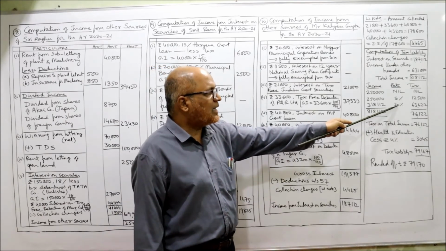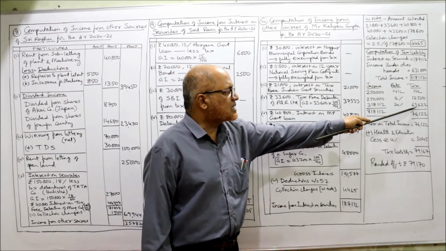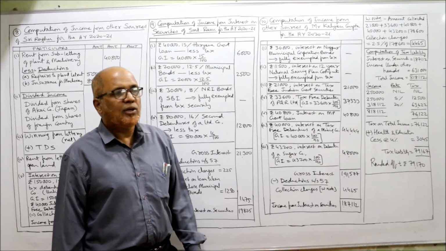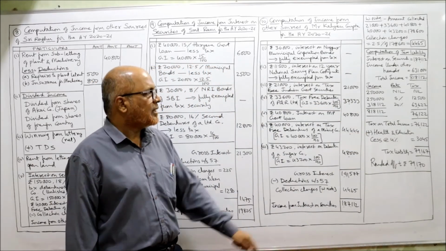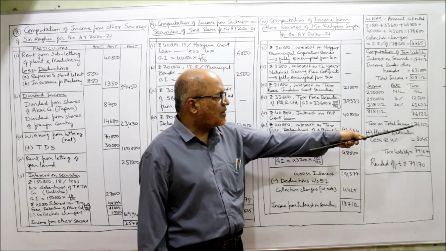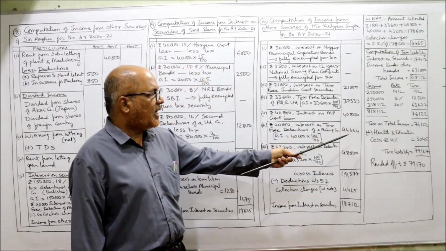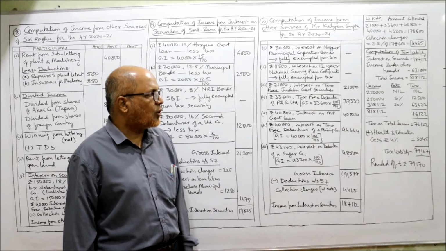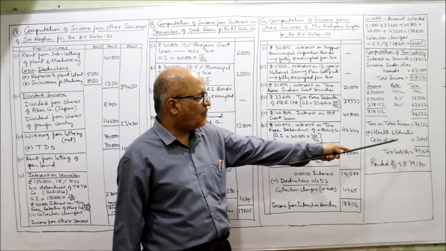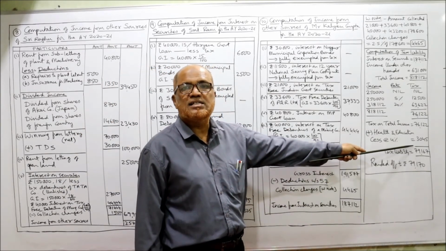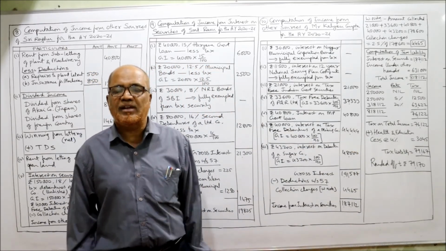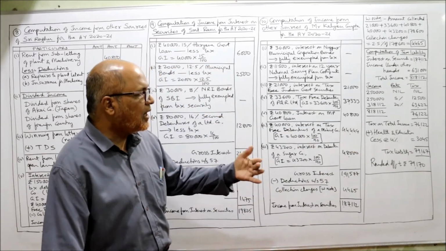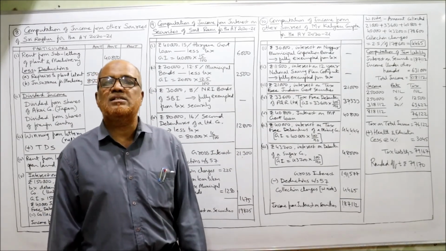On this, 20% is the rate of tax, 63,622. So total tax will be 76,122. So tax on total income is 76,122. Add health and education cess 4%, 3,045. So add up: 79,167 is the tax liability, rounded off to 79,170.